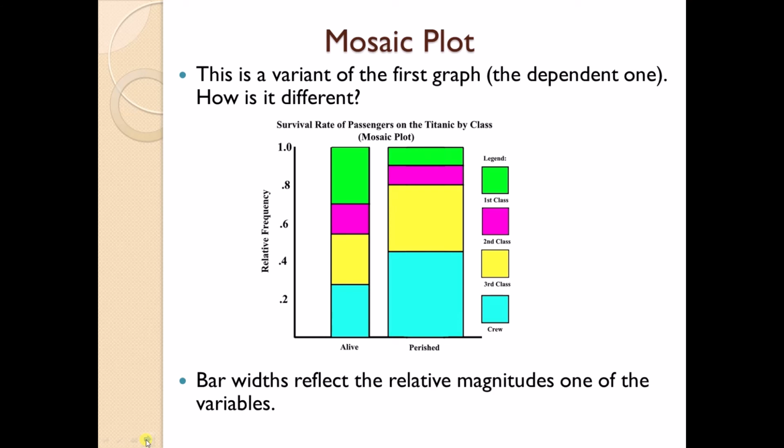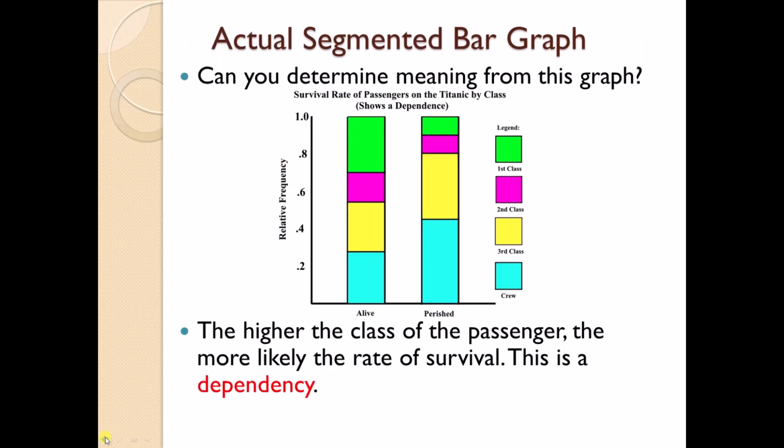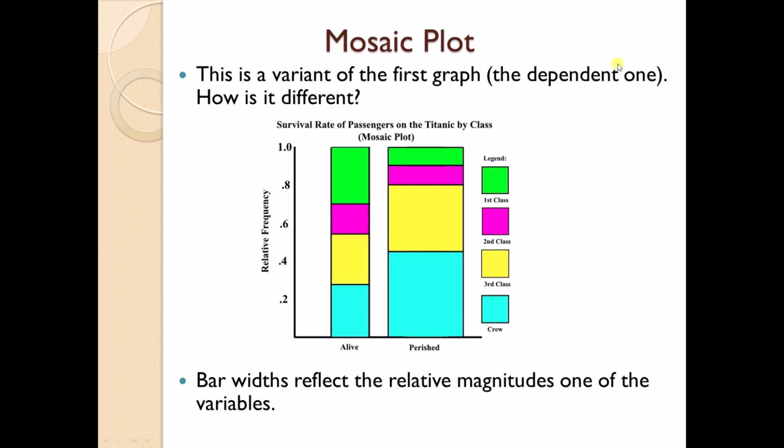All right, here is a variant of the graph we saw, not this one, but this one. See how these are kind of the same width? If you go to the Mosaic plot, look, the perished seem to be a lot wider than those who lived. And there's a reason for it. It's because there were just more of them who perished than who lived. So this not only shows you the proportion, because you can still read proportion, but the width actually tells you that there was a higher magnitude.